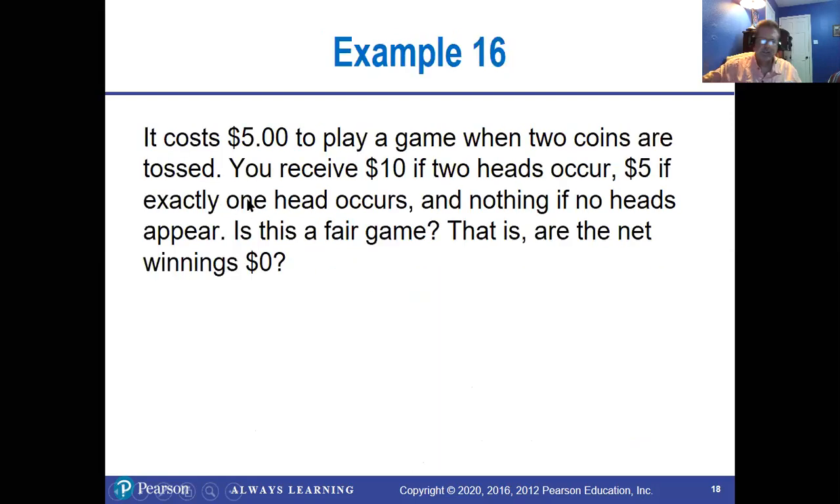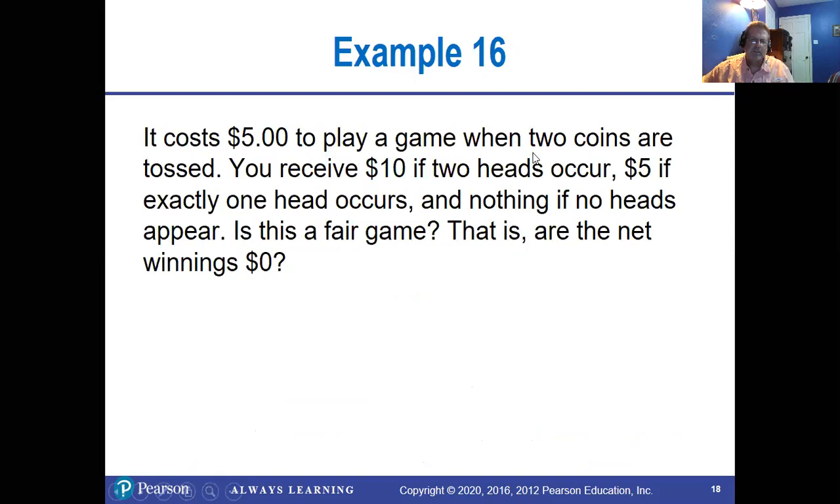This is kind of interesting. Just to kind of explain, I don't have any questions on that, but I'm going to finish off with this. Okay, it says it costs $5 to play a game when 2 coins are tossed. You receive $10 if 2 heads appear, $5 exactly with 1 head, and nothing if no heads appear. Is this a fair game? That is, is the net winnings a possibility of 0?